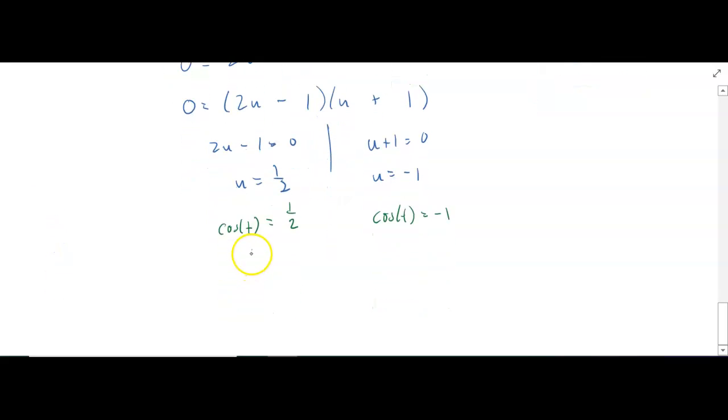pi. All right, so when is cosine of t equal to positive 1/2? There's two angles, one in quadrant 1, which is pi over 3. All right, there's also one in quadrant 4, which is 5 pi over 3. All right, when is cosine of t equal to negative 1? All right, that only happens when t is equal to pi.